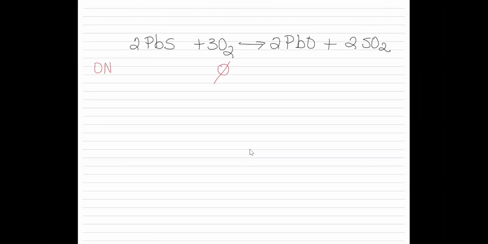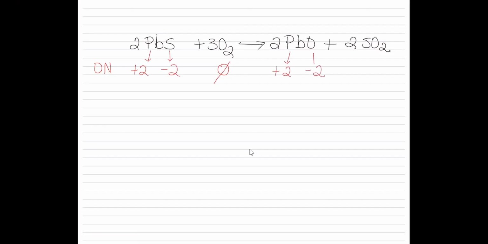PbS and PbO are both ionic compounds. If you have an ionic compound, then the charge that each of the elements has is going to be its oxidation number. So for Pb, the oxidation number is +2. For S, the oxidation number is -2. Similarly, in PbO, Pb has an oxidation number of +2. Oxygen has an oxidation number of -2.